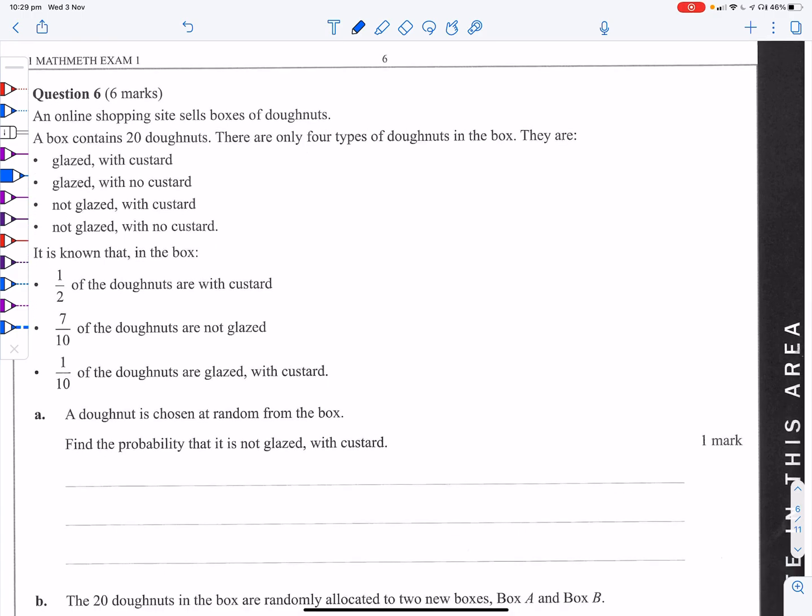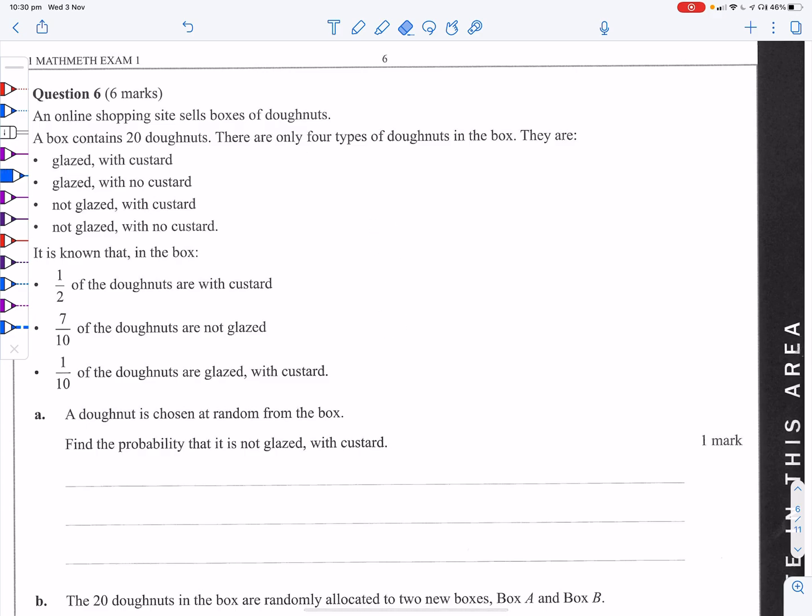Okay, an online shopping site sells boxes of donuts. A box contains 20 donuts. There are only 4 types of donuts in the box. They are glazed with custard, glazed without custard, not glazed but with custard, not glazed with no custard.